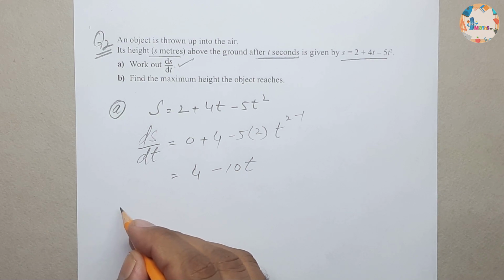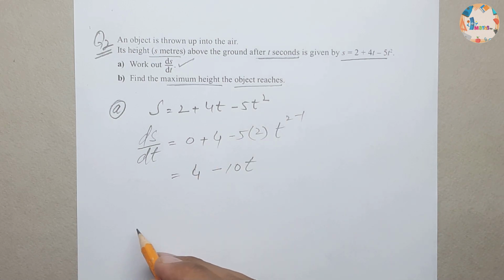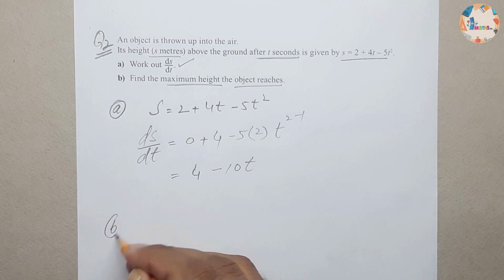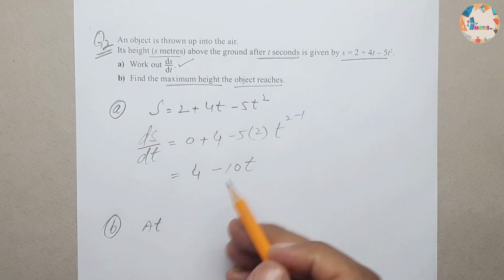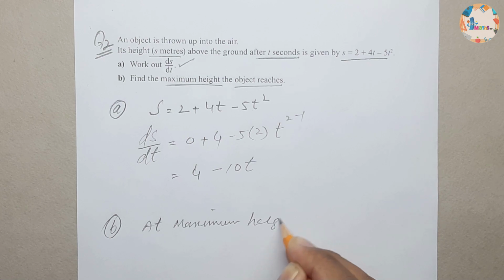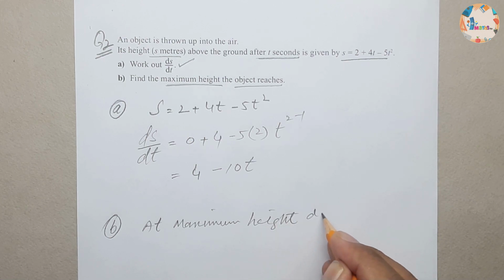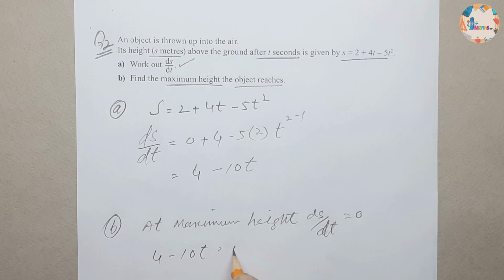Now b part, find the maximum height the object reaches. So we know at maximum height the gradient will be 0. So at maximum height, ds by dt will be equal to 0. So we'll be putting this 4 minus 10t is equal to 0.